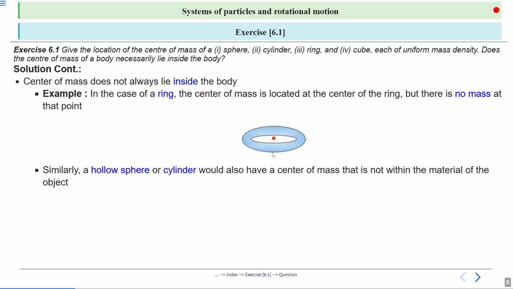But similarly, we can say a hollow sphere or a hollow cylinder would also have a center of mass that is not within the material of the object. So we can say the center of mass does not always lie inside the body. It may lie both inside and outside of the body. All right.